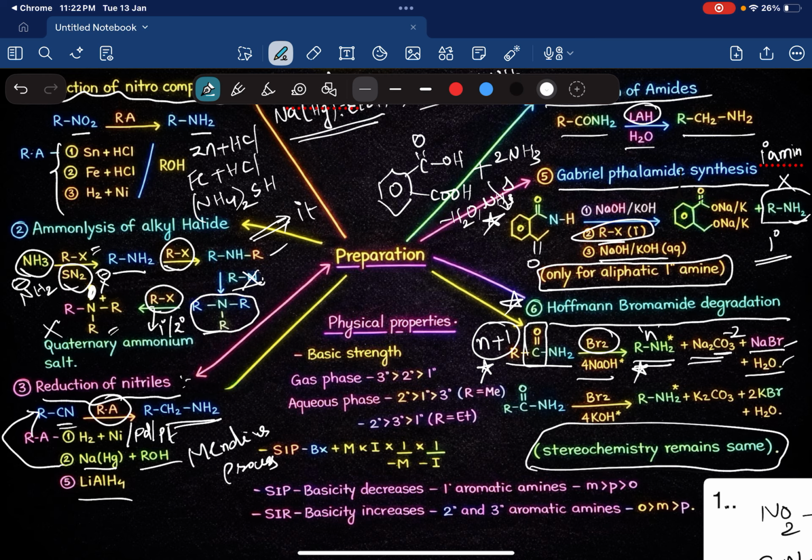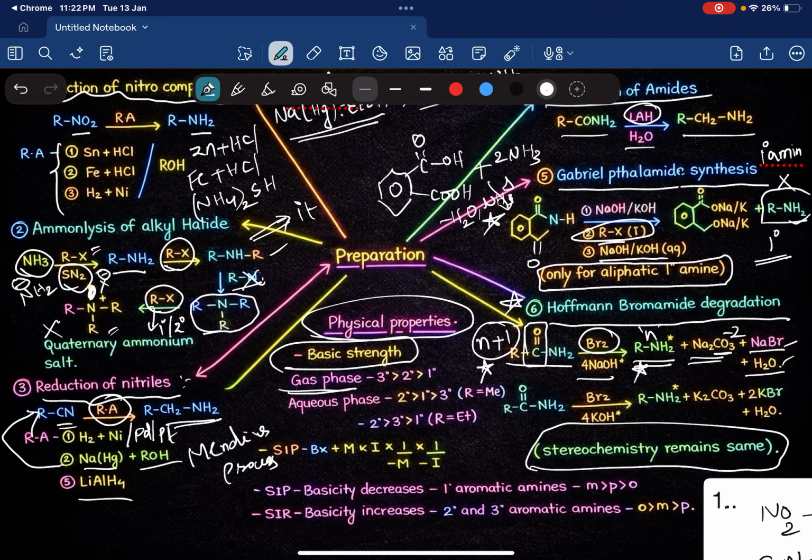And coming to the next, there are some additional reactions. Those additional reactions come in JEE and NEET exams, so we will discuss them after completion of the total chapter. So these are the important reactions we discussed till now. And coming to the physical properties, the basic strength of the amines.